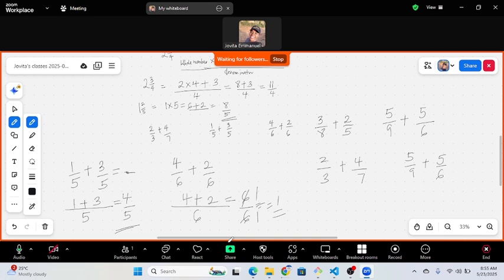But in these cases, they are unlike fractions, so you cannot do the same thing you did here. You have to do one or two things just to solve them. But this particular one is easier to solve, I told you, because they are like fractions.